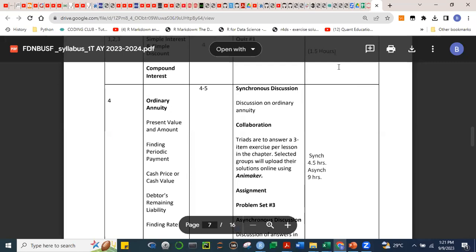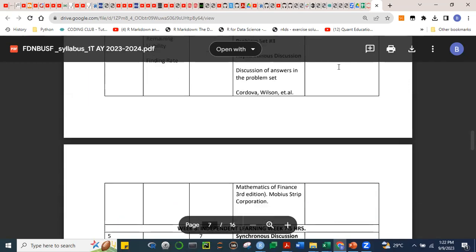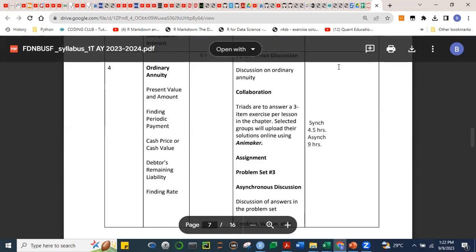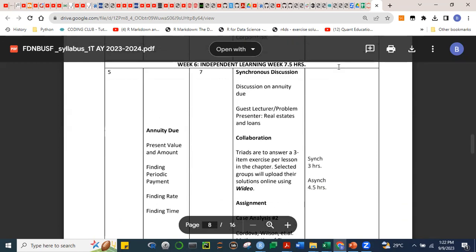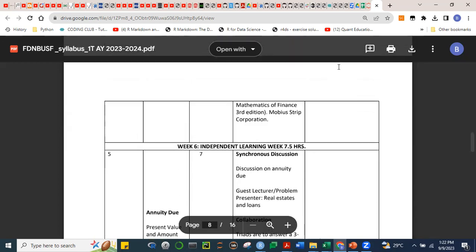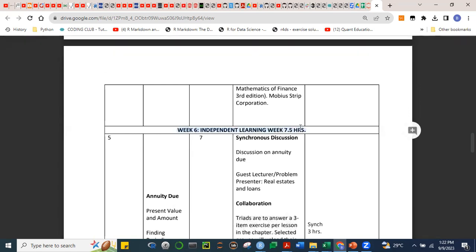By the fourth or the fifth week, we will go into ordinary annuity. I'll explain what an annuity is as compared to a single cash flow. Then we will also look at the different ways to value an ordinary annuity. Then I think I uploaded that, which is why I'm surprised it's not updated. So I'll just upload another syllabus. I'm sorry about this because this one is not for us.